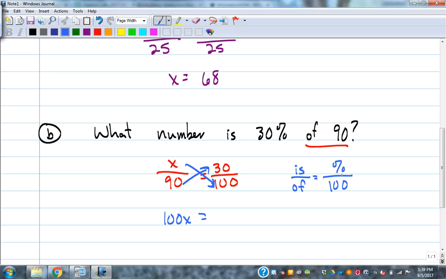The percent always goes over 100. Is always goes on top. Of always goes on the bottom. This is the of. We don't know the is, the x. We have a percentage, so that has to go over 100. Anytime they give you a percentage, that has to go over 100. If they ask for the percentage, you know the x goes over 100. That's the way that's going to work every single time if you set them up correctly. So that would be 2,700. So divide by 100, and x would be 27.